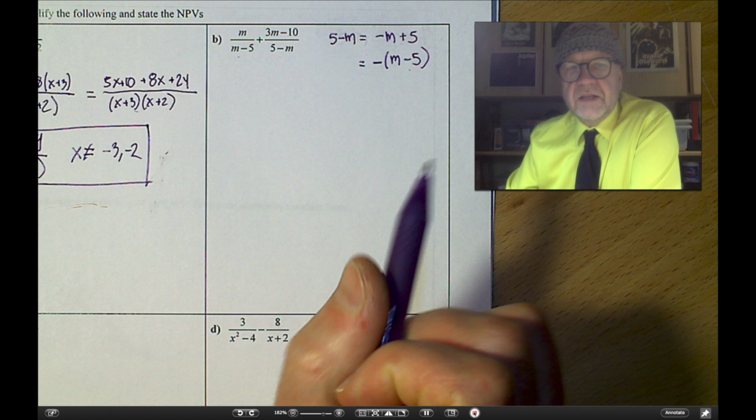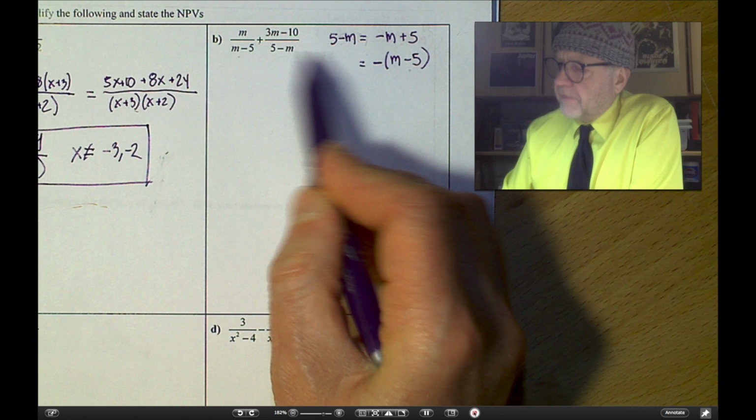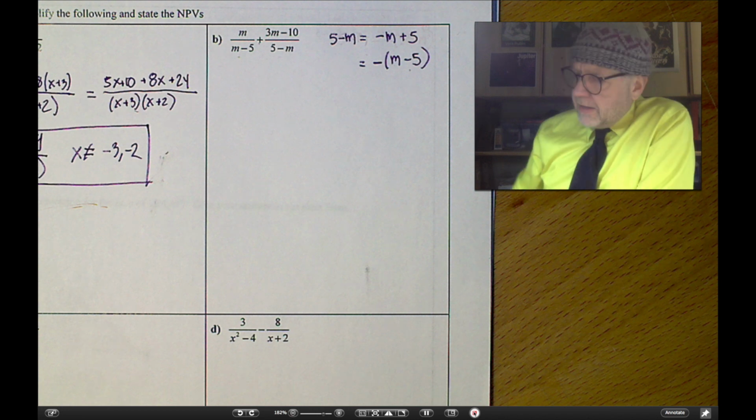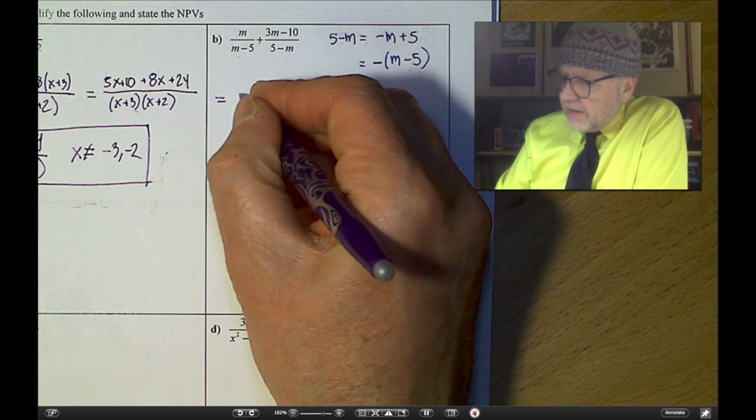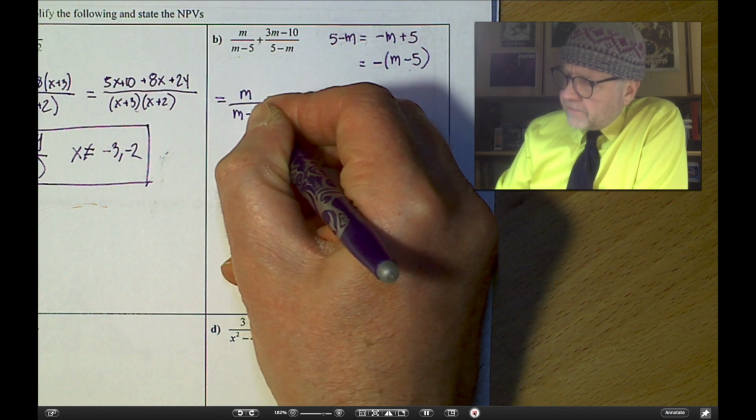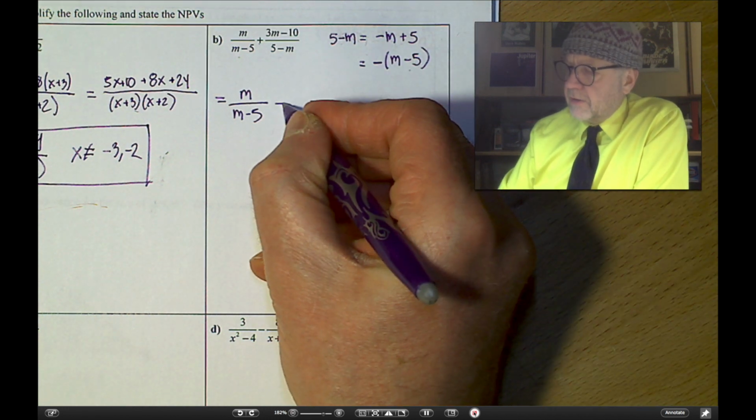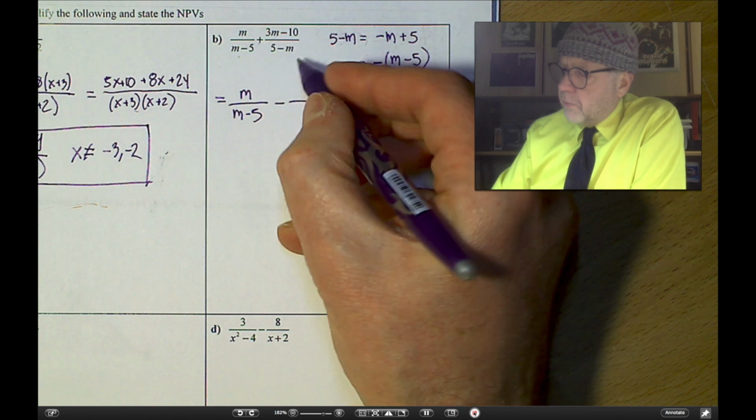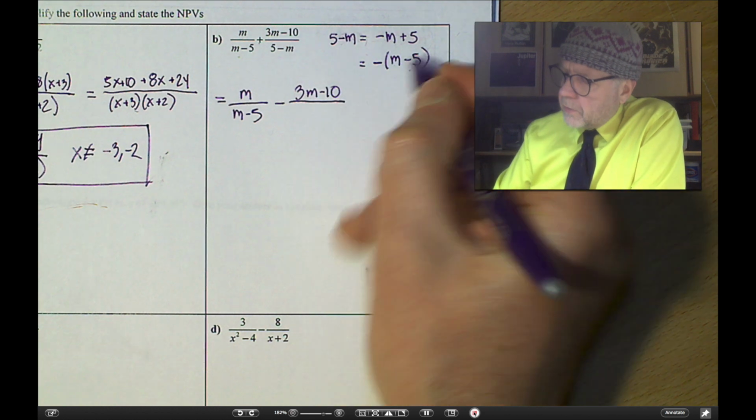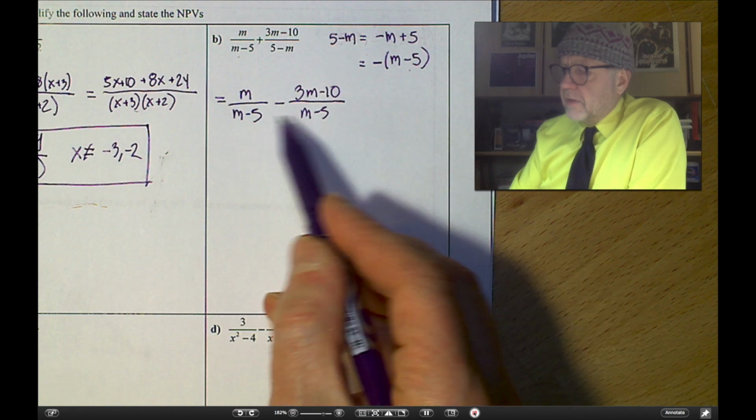And this really does help because this will affect that. This will just flip it around, and then we've got the same denominators. What does that look like? Well, it looks like this. We're going to have m over m minus 5. Now, instead of a plus, we're going to have a minus because this is turned minus. And on the top, we're going to have 3m minus 10, and on the bottom, we're going to have m minus 5. Okay? So we've got the same denominators now.